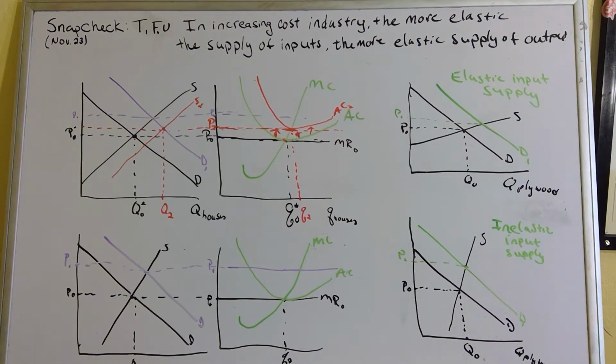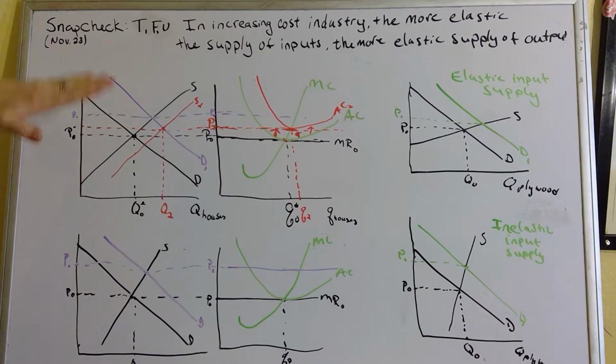Okay, so I know this looks like a lot of graphs, but bear with me because we're going to walk through it. This is the snap check that I posted last Friday that a lot of you had some trouble with, and so I wanted to take you through step by step what was going on here. So the question was, if we're in an increasing cost industry, is it true or false or uncertain? The more elastic the supply of the inputs, the more elastic the supply of outputs.